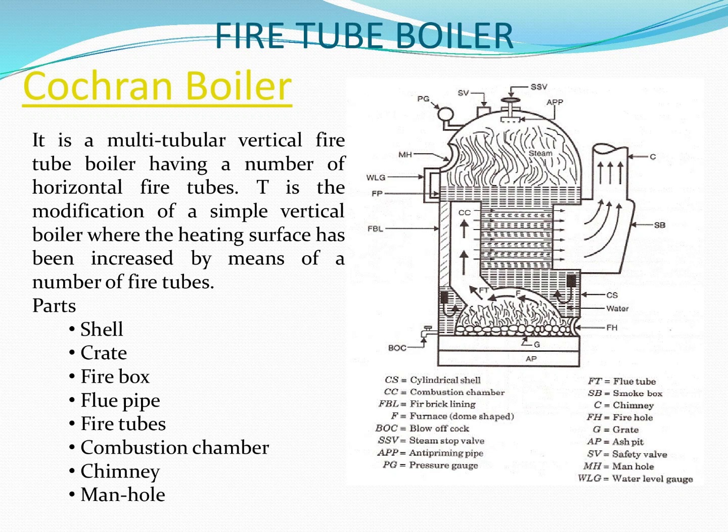Fire tube boiler, Cochran boiler. It is a multitubular vertical fire tube boiler having a number of horizontal fire tubes. It is a modification of a simple vertical boiler where the heating surface has been increased by means of a number of fire tubes. Parts: shell, grate, firebox, flue pipe, fire tubes, combustion chamber, chimney, manhole.